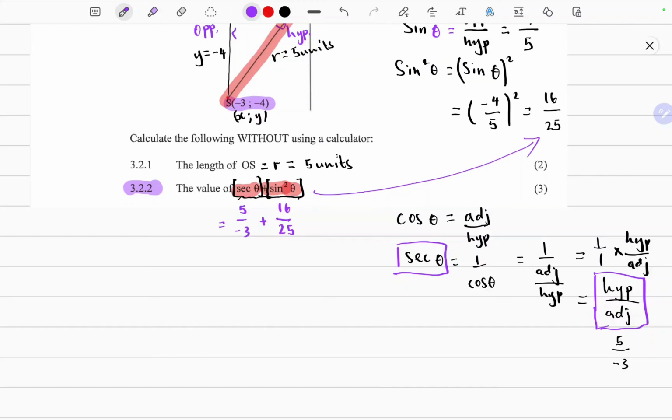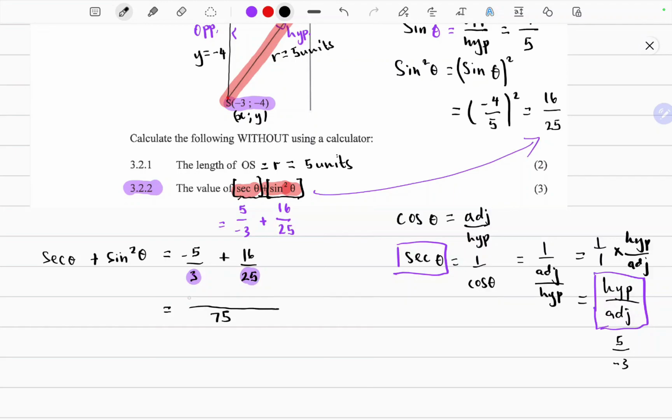So let me just rewrite this. So now we can work with the lowest common multiple. The lowest common multiple of the denominators, 25 and -3, or let's just say 3, by moving this negative to the top. So the lowest common multiple is 75.